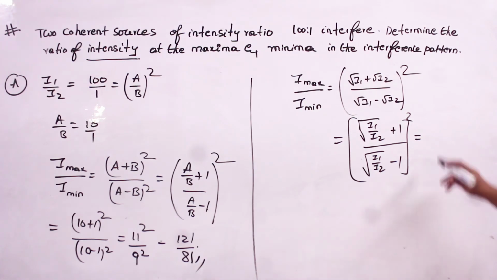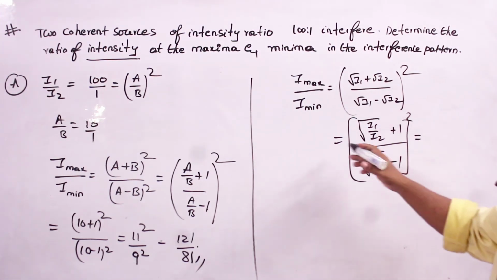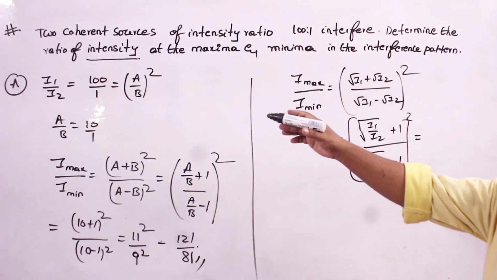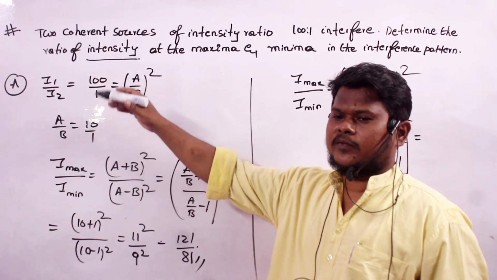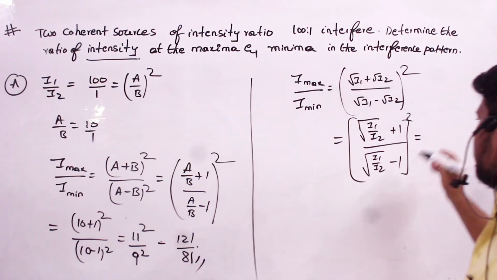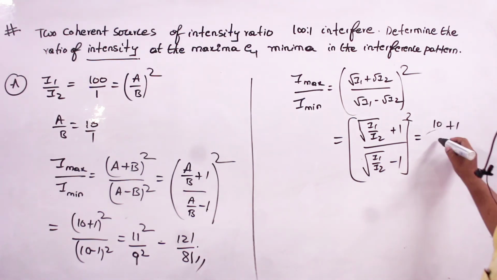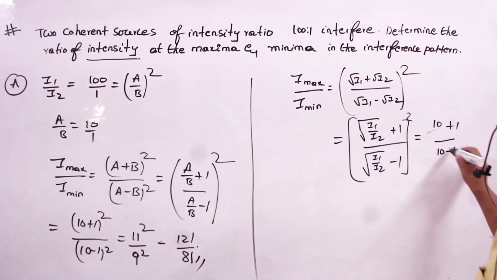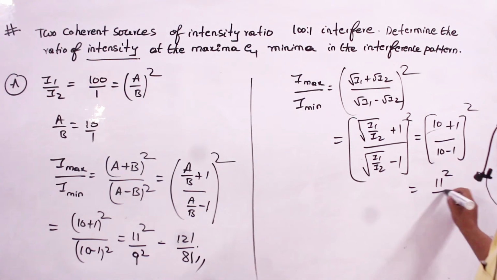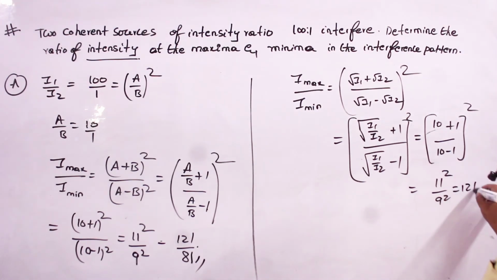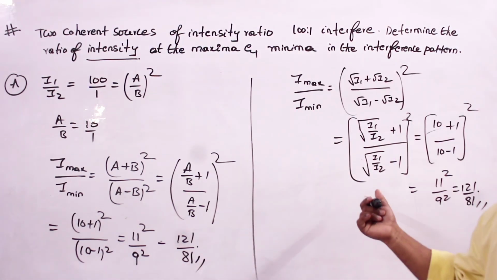So square is there. So root I1 by I2. I1 by I2 is 100 by 1, so root of I1 by I2 is 10 by 1. Therefore (10 + 1) divided by (10 - 1), whole square. Okay? So 11 square divided by 9 square. So 121 divided by 81. You can do like this also.